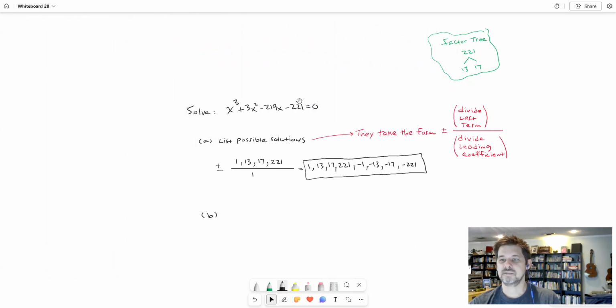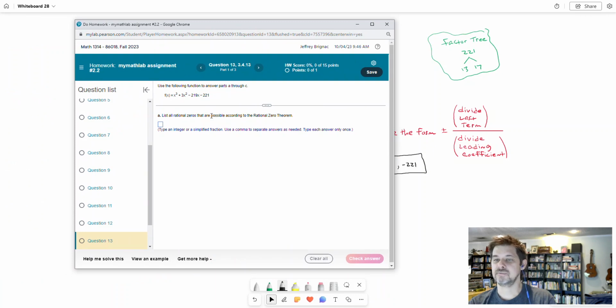What it's asking us is to solve this equation: x cubed plus 3x squared minus 219x minus 221 equals 0, which would be a fairly complex equation to solve just on a whiteboard with no calculator, or just with paper and pencil. Now, what it's asking me to do in this first part is list what might be a solution, because this type of problem, as we do it in our class, takes some trial and error.